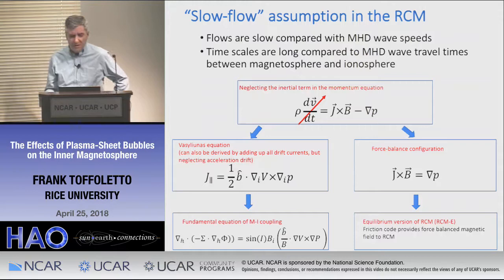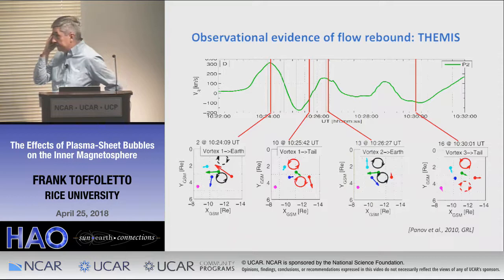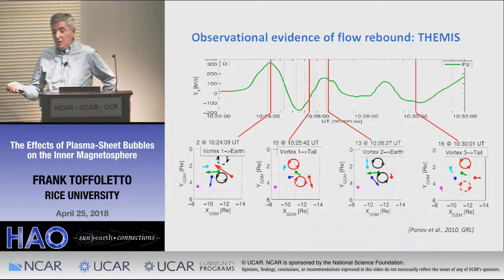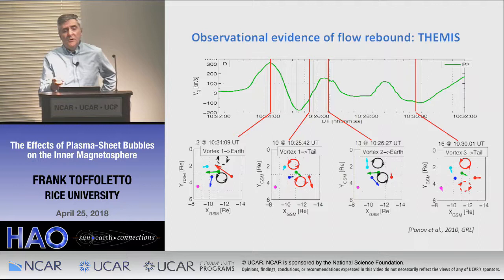So just to set the stage a little bit, one of the things that's also observed with these bubbles, just as an aside, is if you look at these bubbles as they come in, because they're interchange unstable, there's low entropy flux loops. They make their way in. They reach their equilibrium point, and at that point, they're no longer interchange unstable.